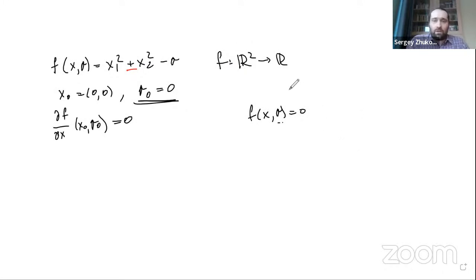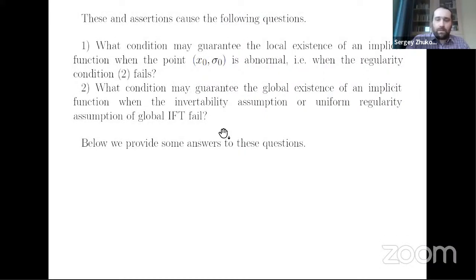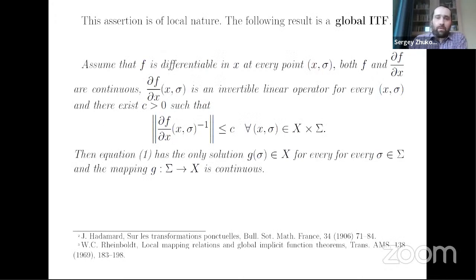And the second question concerns the global implicit function theorem. Here it is. In this theorem, there are two assumptions which can be weakened. The first one is the invertibility of the derivative. In the local implicit function theorem, this assumption is absent. In the local theorem, this linear operator is assumed to be only surjective.